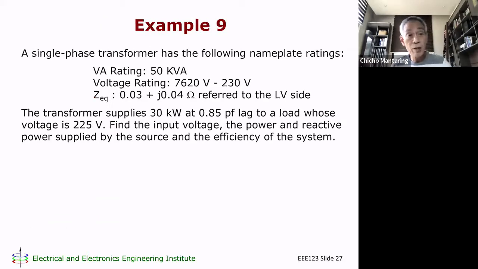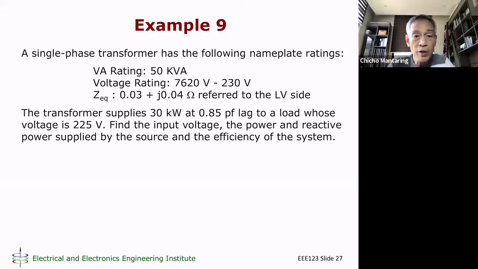So here's an example. This is my last example. A single phase transformer has the following nameplate ratings. This is your volt amperes. This is your voltage rating. This is high voltage side and low voltage side. So it does not specify primary or secondary, just high voltage side and low voltage side. And the equivalent impedance is referred to the low voltage side.